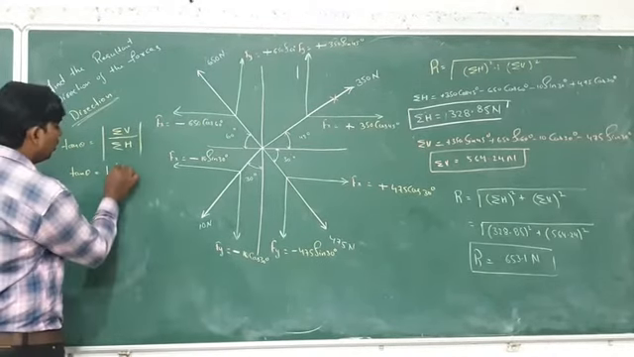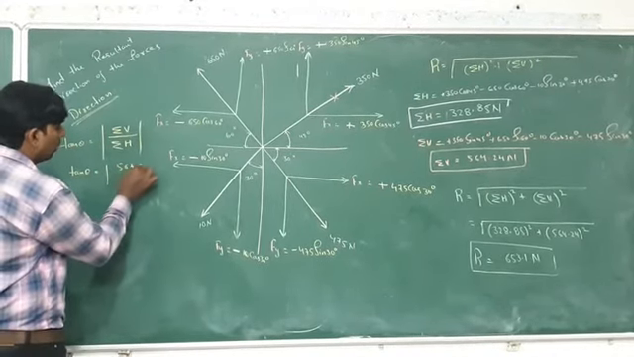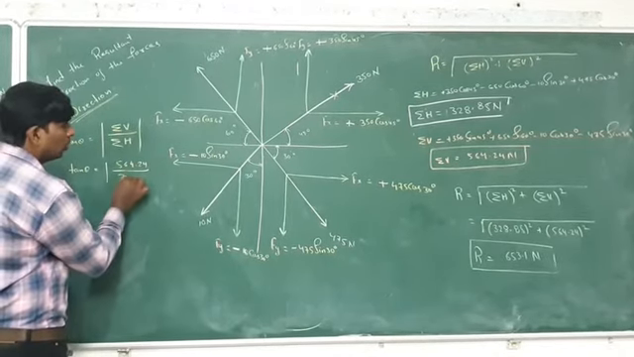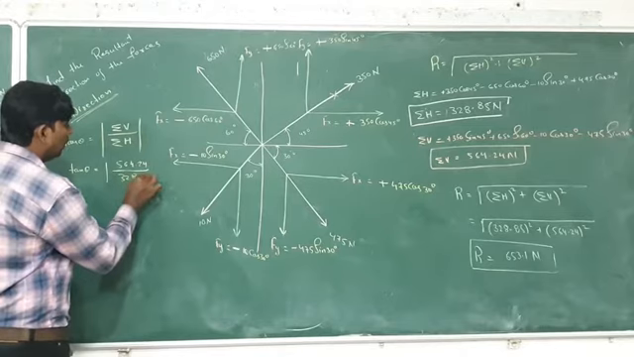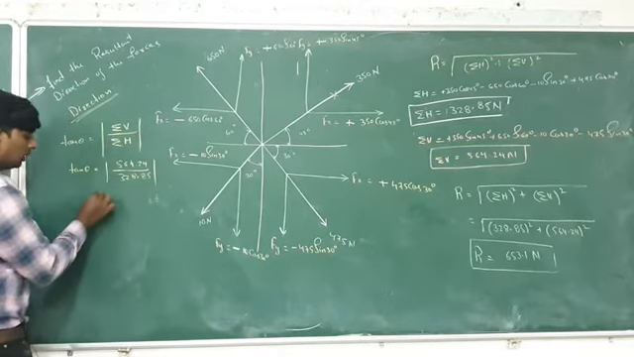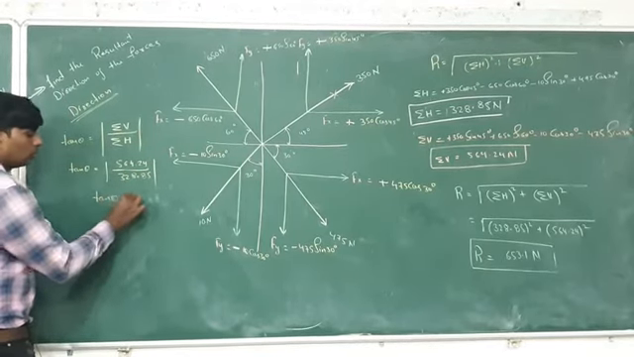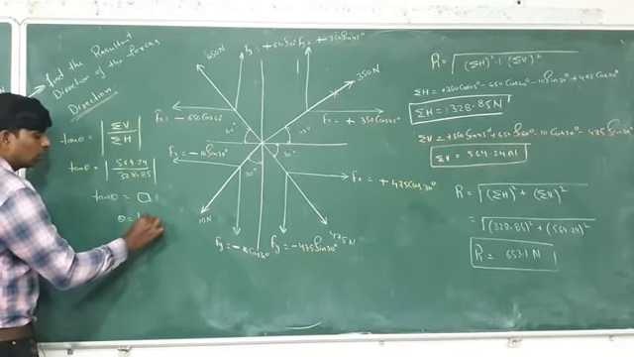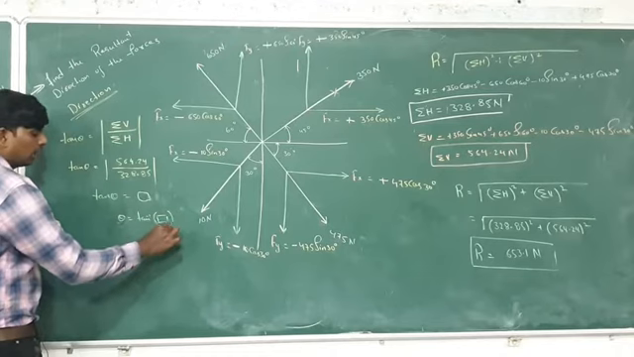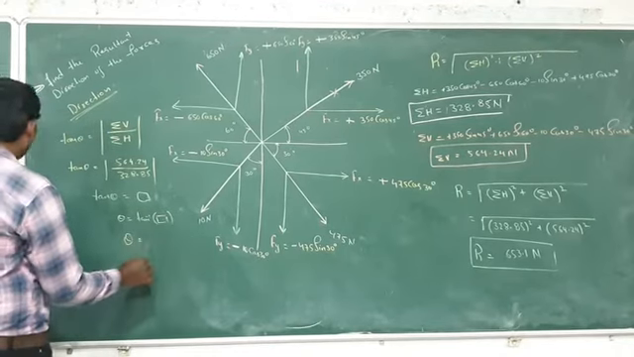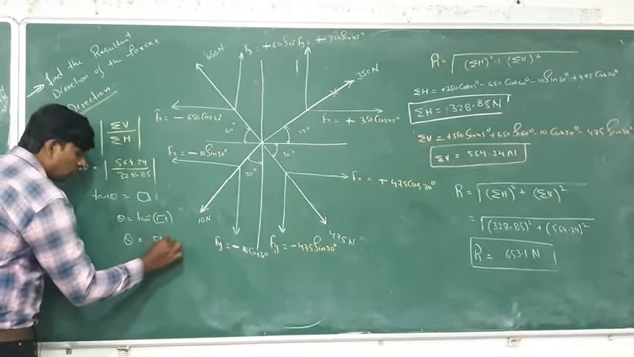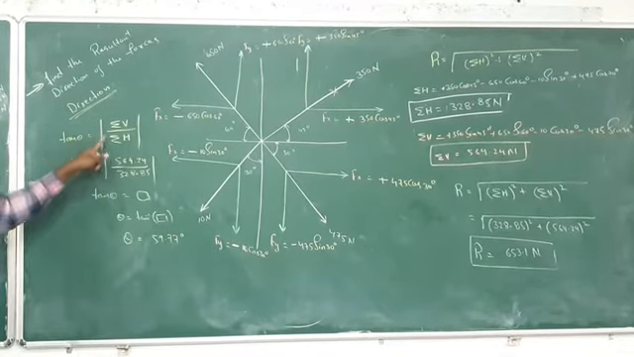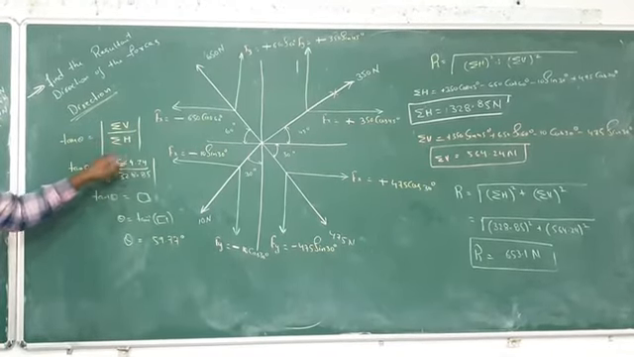Sum of vertical value is 564.24. Sum of horizontal value is 328.85. Then tan theta is equal to this; if you solve it you will get some value, then theta is equal to tan inverse of this value. Theta you will get something like 59.77 degree.